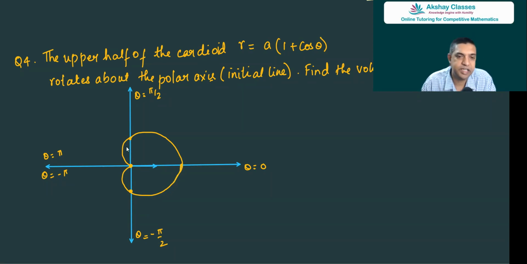So this is the shape of the cardioid, and this is rotated about the initial line. So now at any point r, this is r, this is theta, this length is r sine theta.